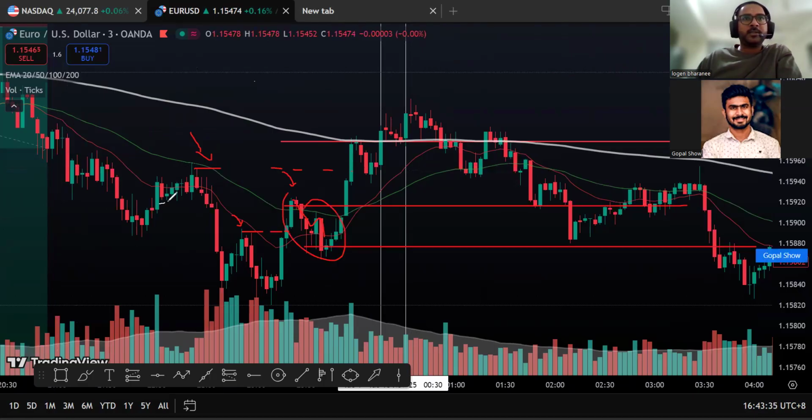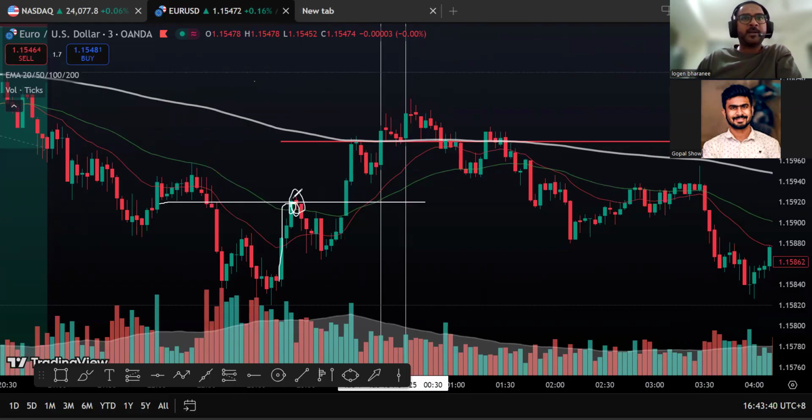Because this is a breach here, and then when the price came to the psychological level, a lot of people entered to sell here, and those are the last sellers.